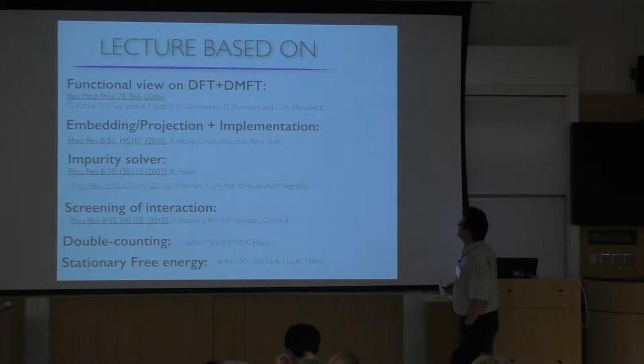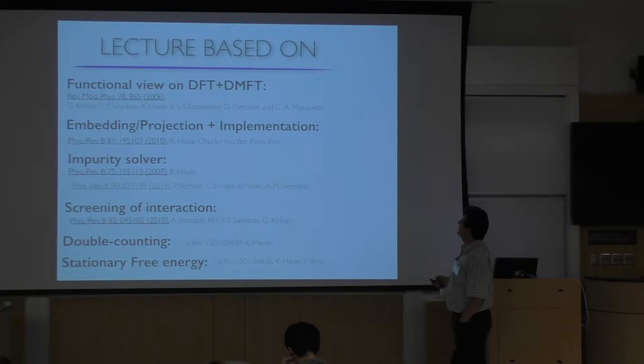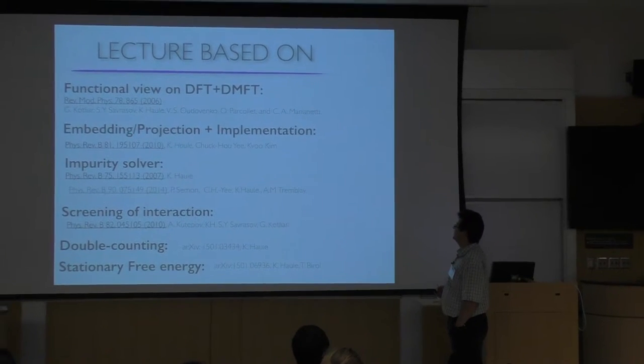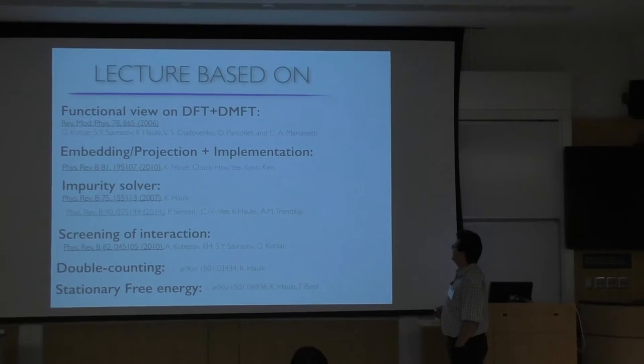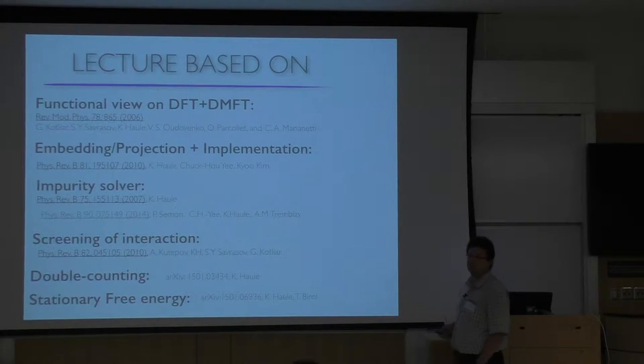So this lecture is based on a series of papers which you can find online. The functional point of view of dynamical mean field theory and its combination with density functional theory started with this Reviews of Modern Physics paper from 2006. It's supposed to be relatively easy to read. Then there is this real space embedding projection that I'm going to spend lots of time talking about, and its implementation is in this PRB from 2010.